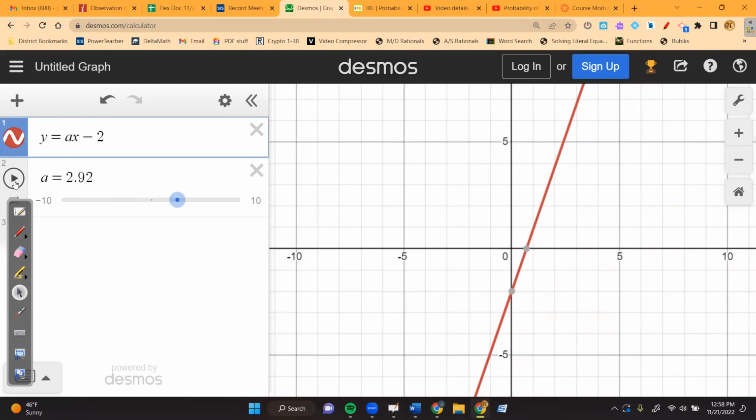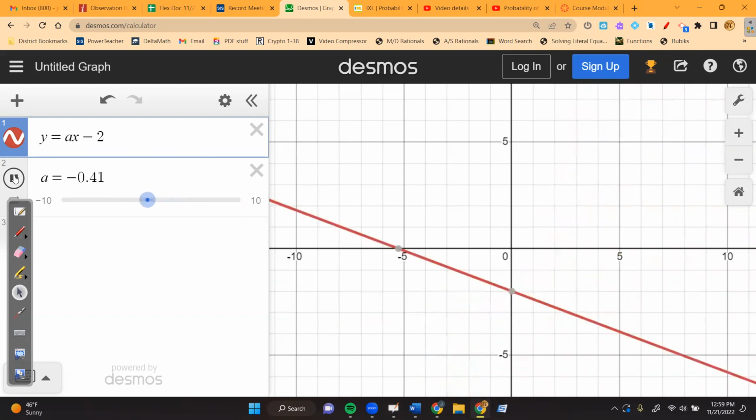The y-intercept, the point where it goes through the y-axis, is down 2. If you sat and watched that for 10 seconds, it never moved. That was the nail in the wall as the line tilted. What would the slope of this line be as it's written? 2.92. That means I'm going up 2.92 steps for every one that I go to the right, and you can see that reflected in the graph.